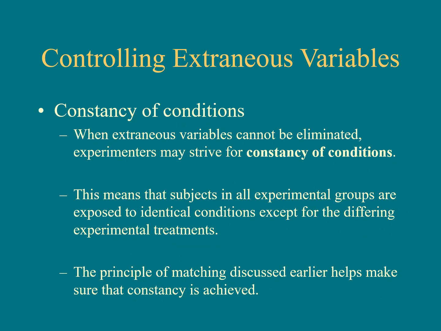The second thing in controlling extraneous variables is consistency of conditions. When extraneous variables cannot be eliminated, experimenters may strive for consistency of conditions. This means that subjects in all experimental groups are exposed to identical conditions except for the differing experimental treatments. The principle of matching discussed earlier helps make sure that consistency is achieved.